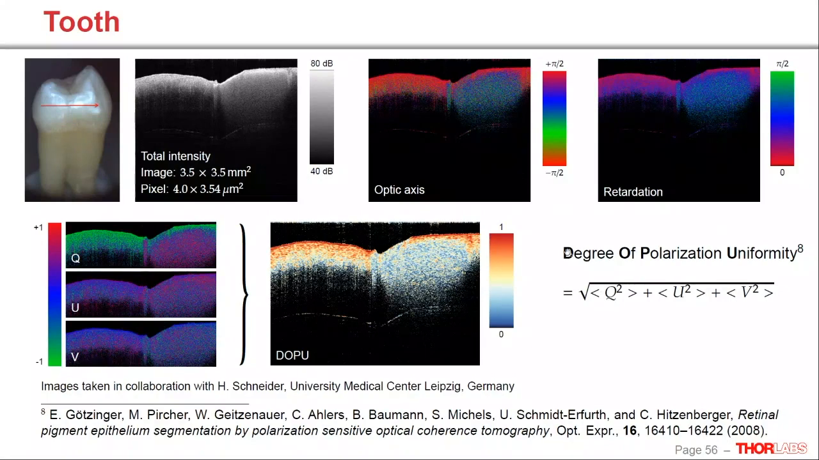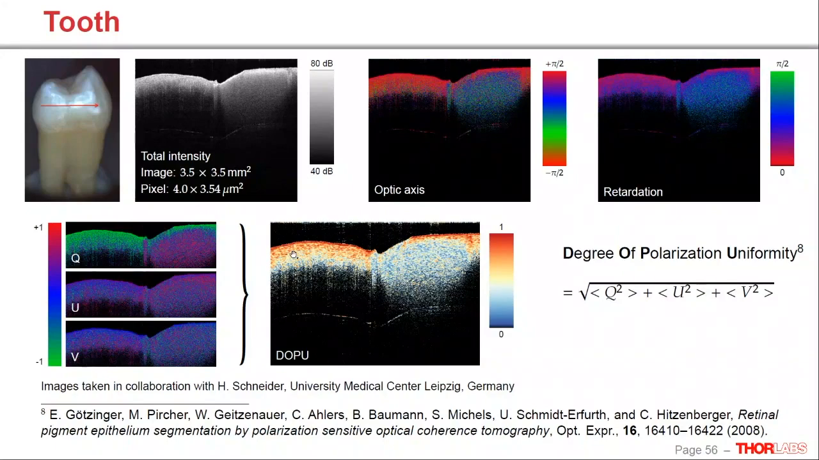And if we have a look at how the degree of polarization uniformity is computed, it's taking a spatial average of the Stokes vectors to see if they change a lot, and that is an indication of depolarization. And we can also have a look at the individual Stokes vector images, and if we combine that, we get this DOPU image.